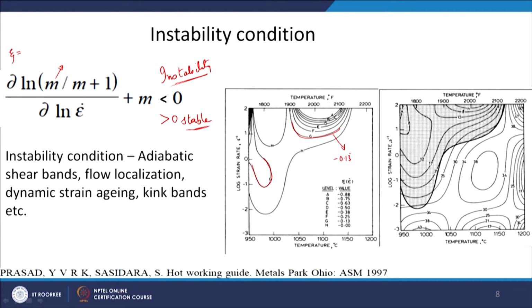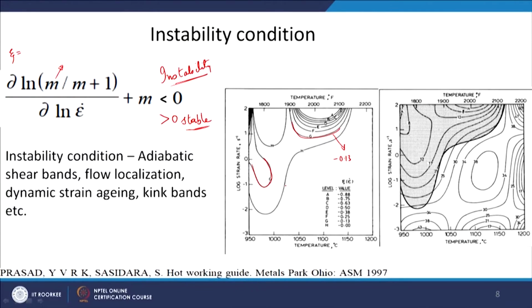Here we are not concerned too much about the value of zeta. As long as it is less than 0, that is enough for me to identify that this is an unstable region. I do not want to find out whether it is more unstable or less unstable. If it is less than 0, that is sufficient. So, I will not be plotting these contours for instability when I put it on a processing map.